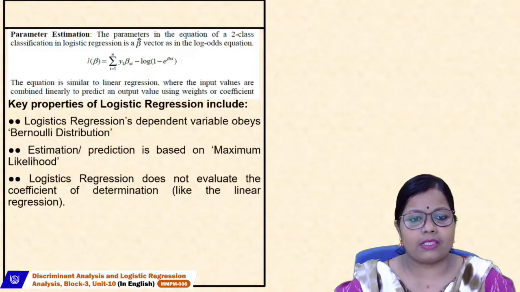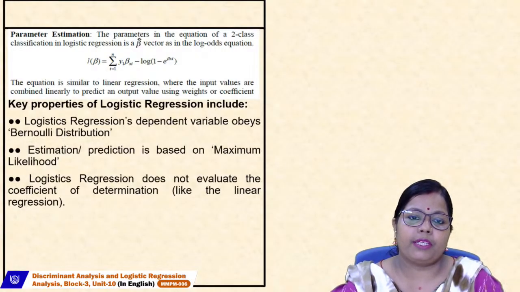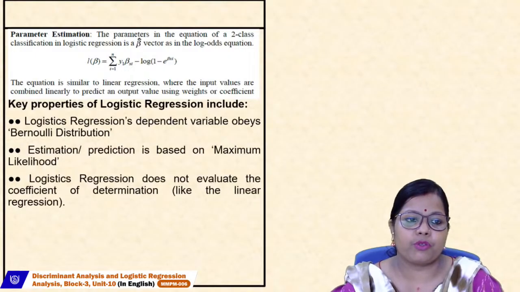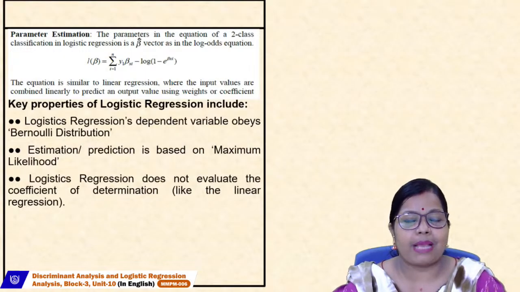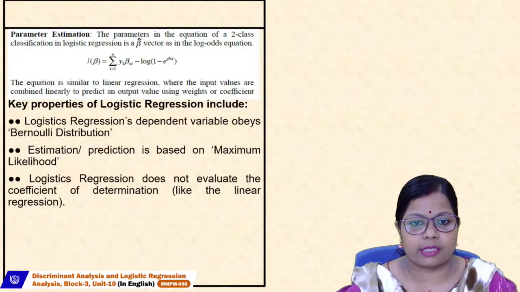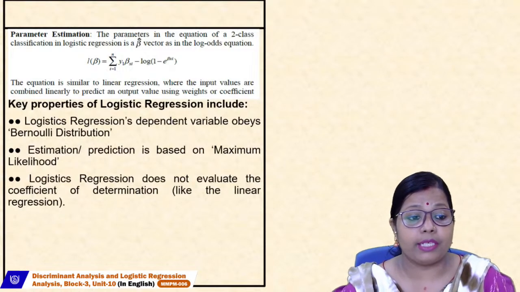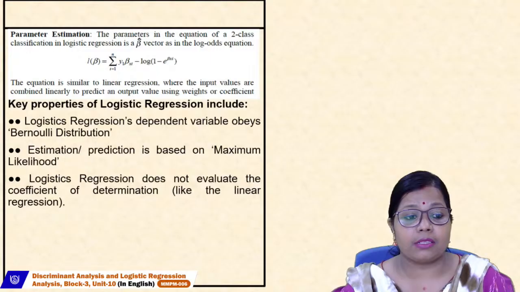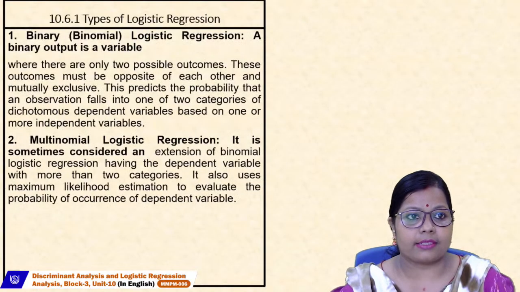In logistic regression, the dependent variable obeys the Bernoulli distribution, which is a discrete probability distribution, and estimation or prediction is based on maximum likelihood, which will be discussed in the chapter. Then logistic regression does not evaluate the coefficient of determination, because it is not just like linear regression analysis.